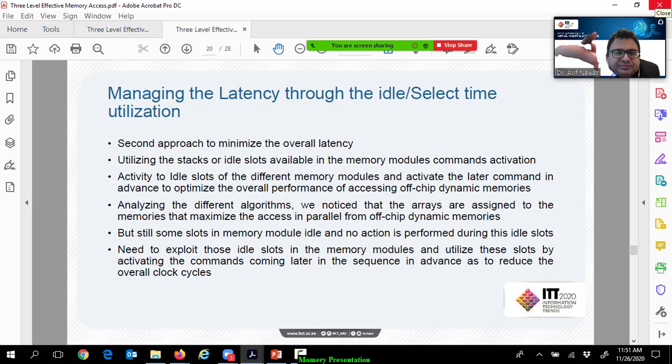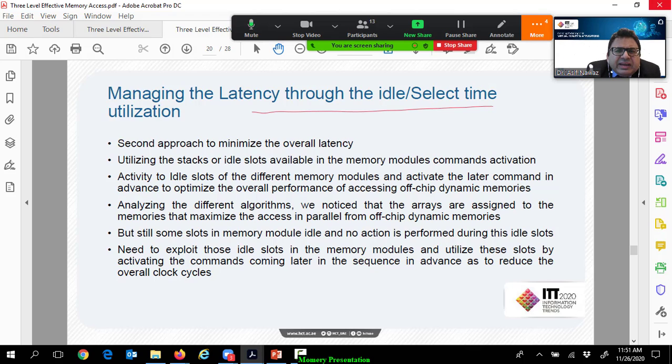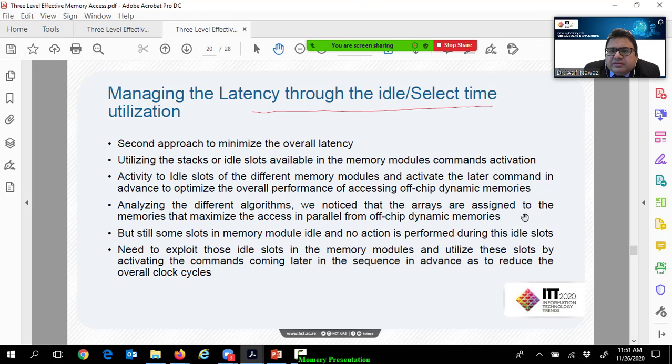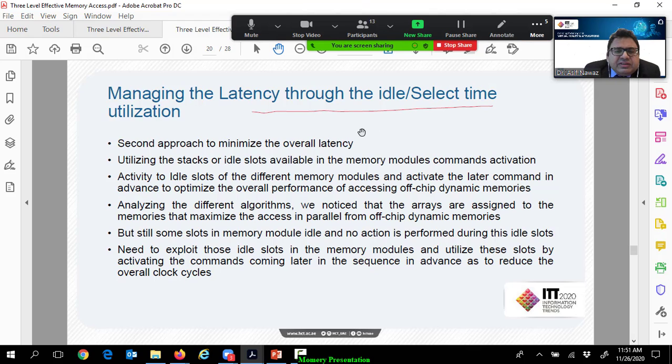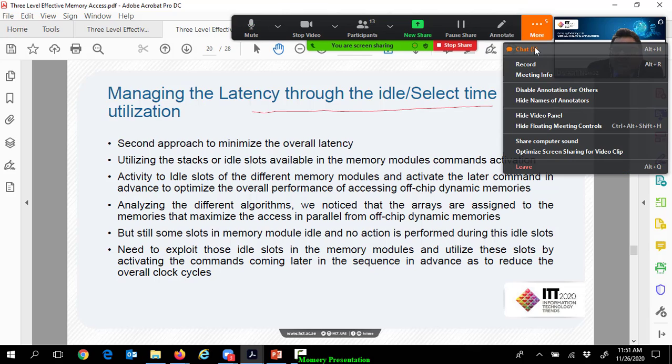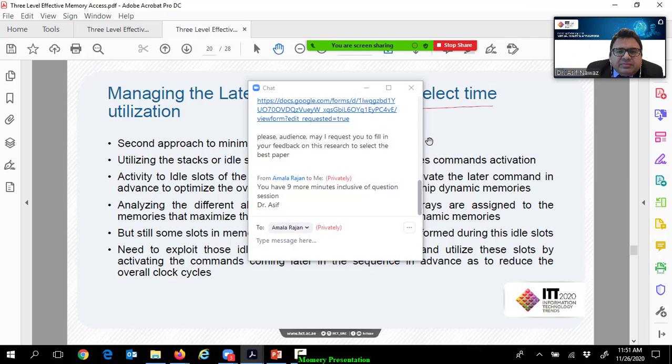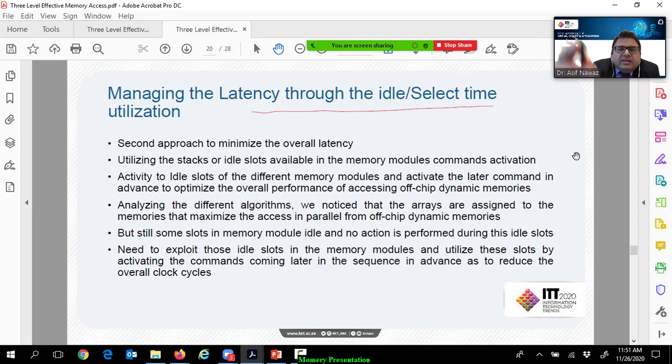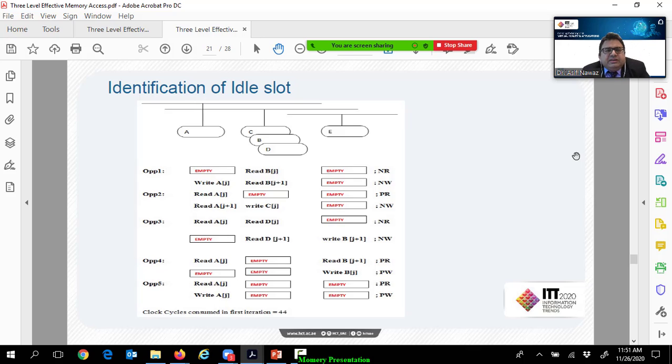So the second approach is latency reduction through idle select time utilization. So what we are doing is we are using the idle time slots for this. Again, I need to be fast.